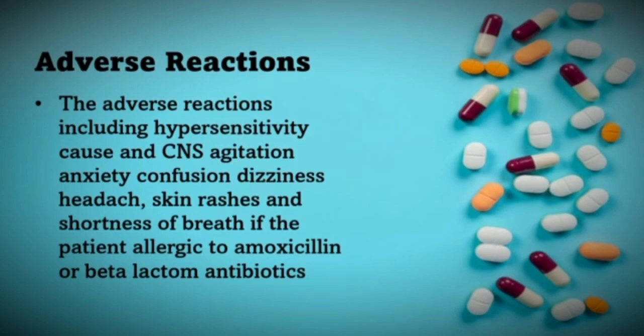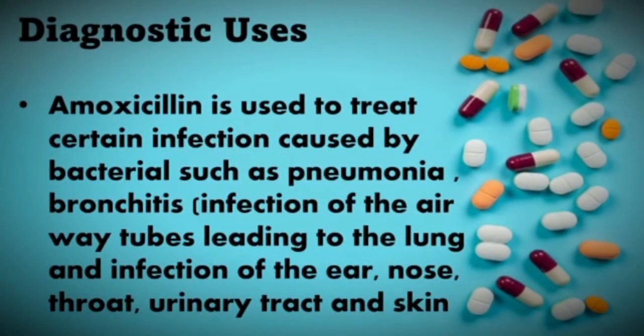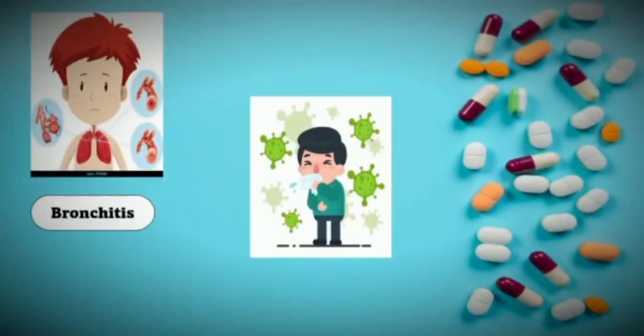If the patient is allergic to amoxicillin, a beta-lactam antibiotic. Diagnostic uses: amoxicillin is used to treat certain infections caused by bacteria, such as pneumonia, bronchitis, infections of the airway tube leading to the lungs, and infections of the ear, nose, urinary tract, and skin.